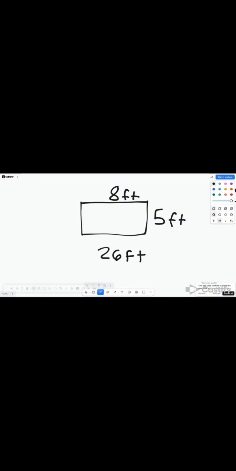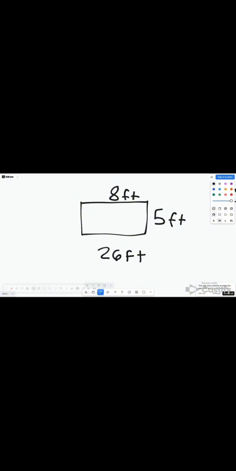To find the perimeter, we will add all 4 lengths together. If this side is 5, then this side also needs to be 5, and if this is 8, this is also 8. So we just add them all up together: 8 plus 5 plus 8 plus 5 is going to equal 26. So the perimeter of this rectangle is 26 feet, which means that if you walked around the outside of this rectangle one time, you would have traveled a total distance of 26 feet.